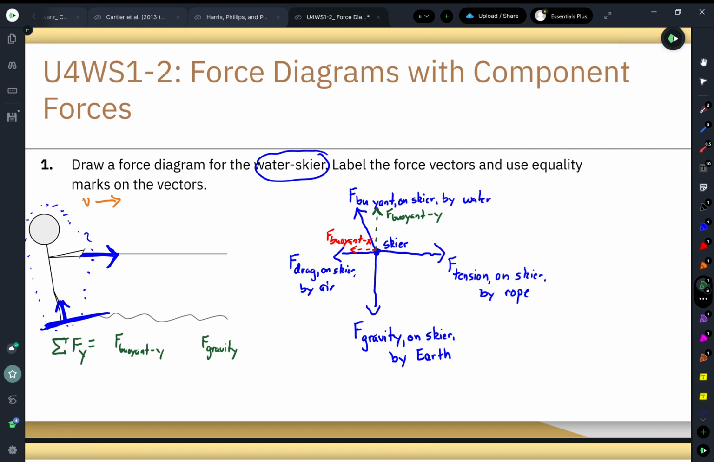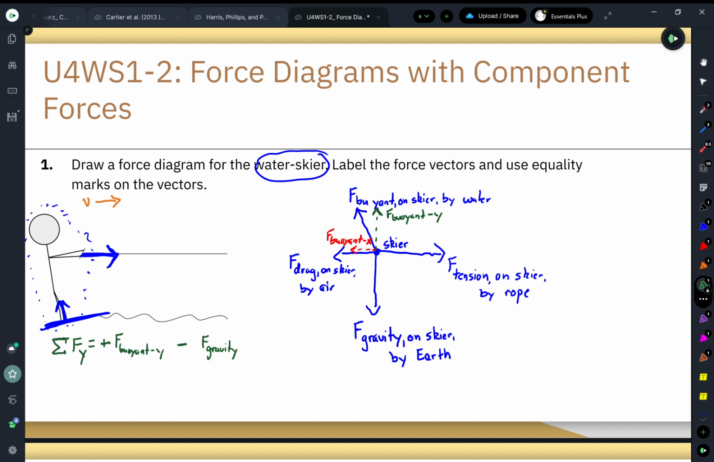Now I haven't put any signs in front of them because this is going to be a good chance for us to identify whether they should be positive or negative forces. If we're treating this like an XY graph, with the skier being the origin or the point 0, 0, everything above our object would be a positive force. So that would make this buoyant force in the y direction positive. Everything below the skier, or everything with a force pointing downwards, would be negative. So we have a positive force and a negative force.